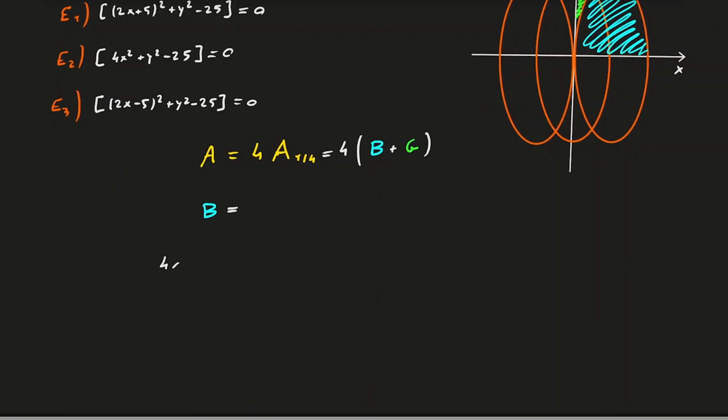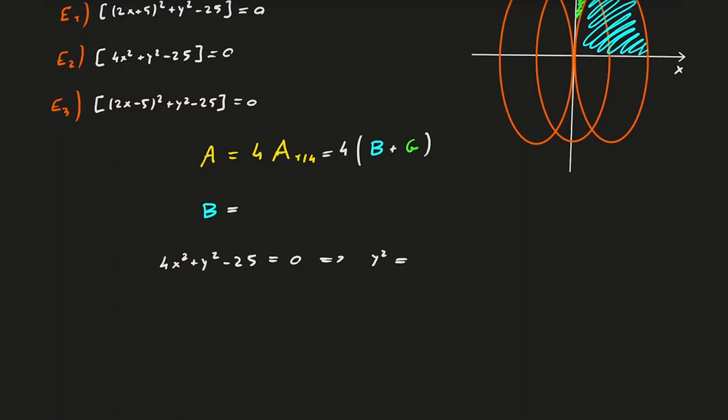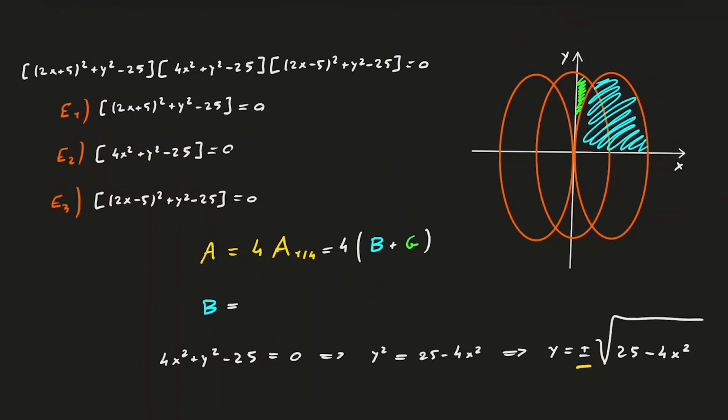So let's do it. 4x squared plus y squared minus 25 equals 0. So y squared equals 25 minus 4x squared, square root to both sides, we get that y equals plus or minus the square root of 25 minus 4x squared. And why do we have this plus or minus? Because this ellipse is not described by just one function. It is described by this function with the plus sign and this function with the minus sign. But since we are working with this one, we just need the function with the plus sign.